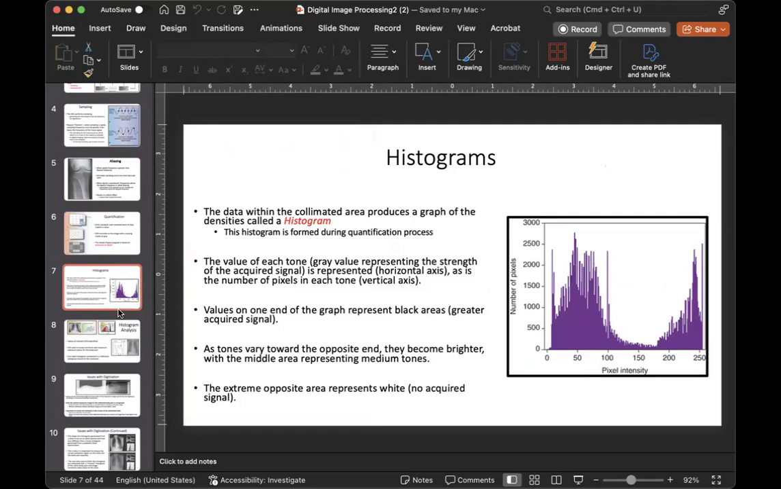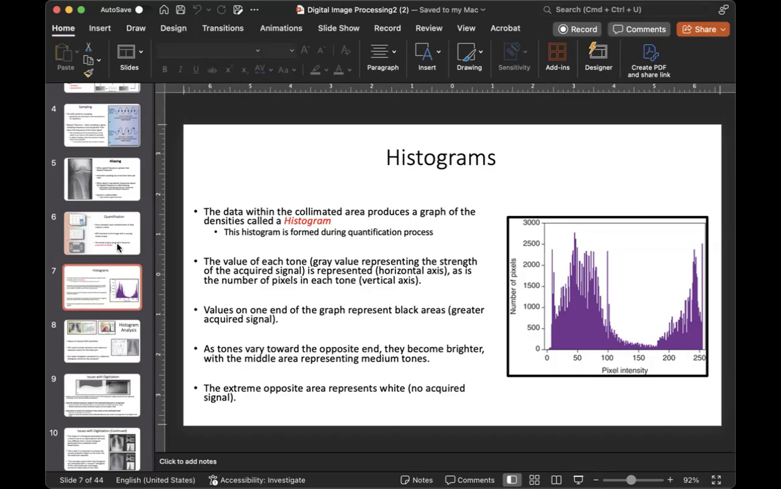Now, histograms. Histograms are essentially the data that are formed within your collimated area. While we're giving numbers and assigning numbers to our image, a histogram is being formed that represents all the shades that are being taken within our collimated area. And so, all values are being measured.